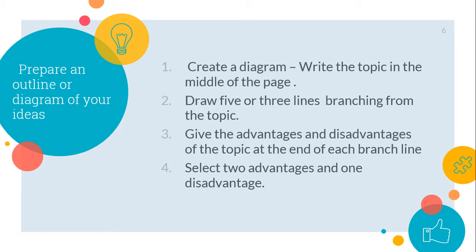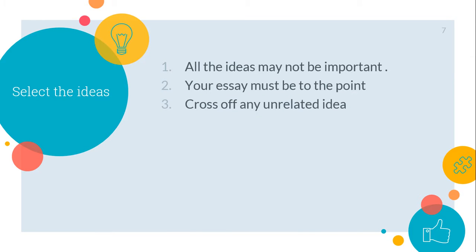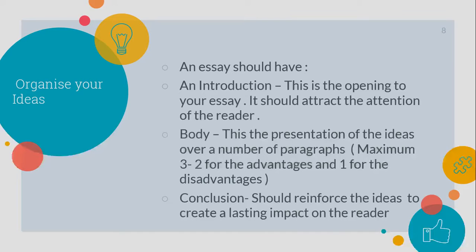When you're preparing an outline diagram of your ideas, create a diagram, write the topic in the middle of the page. Draw 5 or 3 lines branching from the topic. Give the advantages and the disadvantages of the topic at the end of each branch line. Select 2 advantages and 1 disadvantage when you are doing this. When you are selecting ideas, all the ideas may not be important. Your essay must be to the point, therefore cross off any unrelated ideas. Remember, 2 advantages, 1 disadvantage.